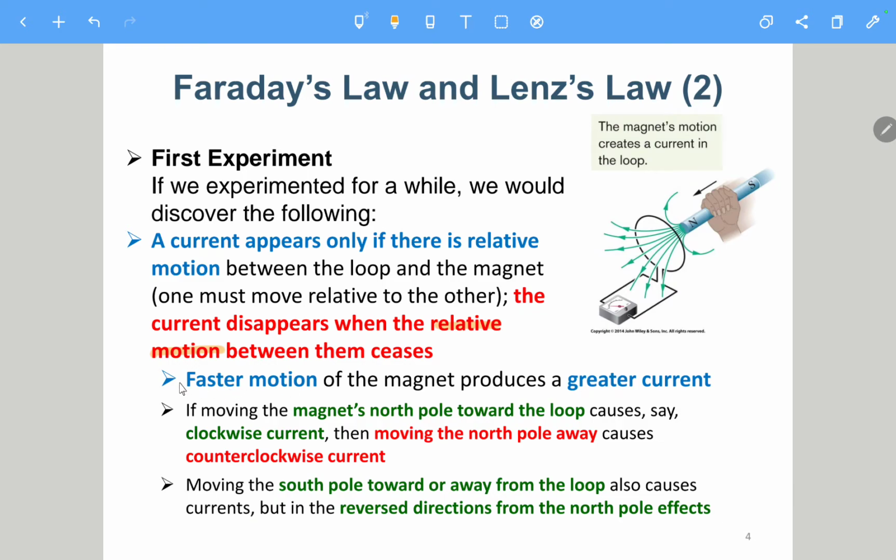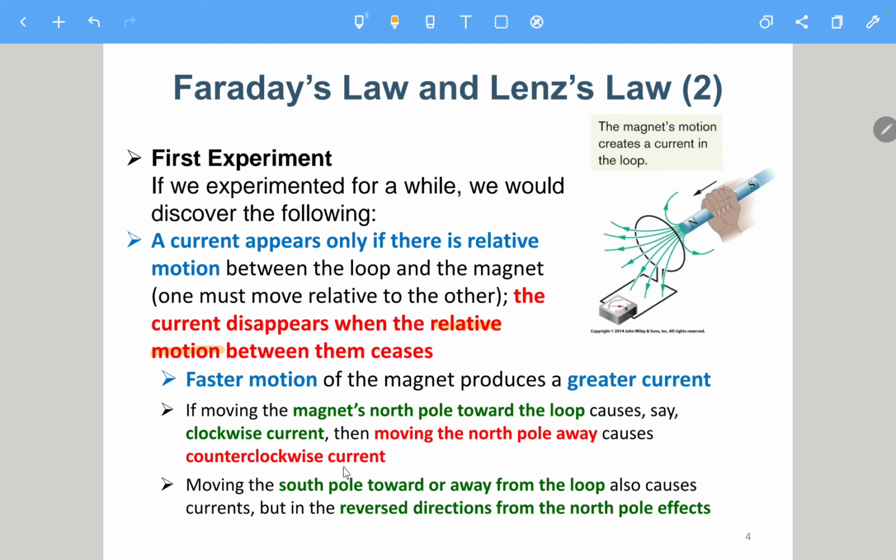Okay, and then we have further more detailed observation. A faster motion of the magnet produces a greater current. Okay, so the current amplitude is related to the speed of the motion. And then also, if moving the magnet north pole towards the loop causes, say, a clockwise current, then moving the north pole away will cause a counterclockwise current. Or if you just move a south pole towards the loop, then the current will be counterclockwise, and then moving away, there will be a clockwise current.